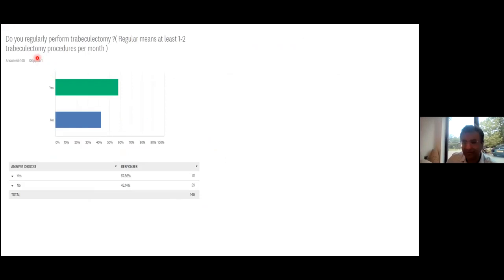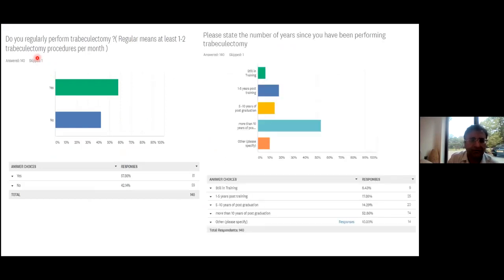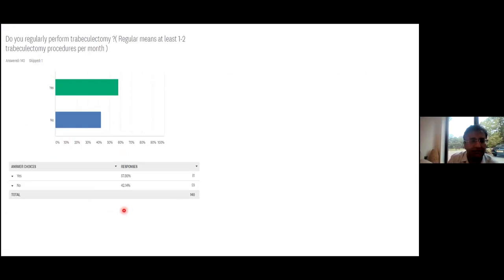So the next question was, do you actually regularly perform trab? Now, this is an important question, and I will let you know why. We found that about 58% of the surgeons actually do regular trab. Regular trab was defined as a surgeon who does at least 1 to 2 trabs in a month. So if you're doing at least 1 or 2 trabs every month, you are a regular trab surgeon. About 42% of surgeons did not do 1 or 2 trabs per month. Maybe they did 4 or 5 a year.